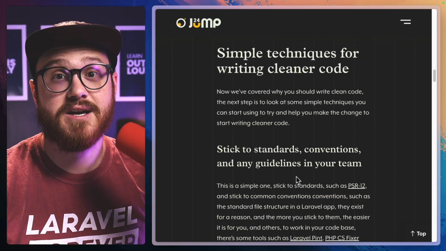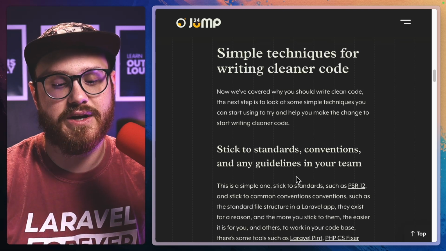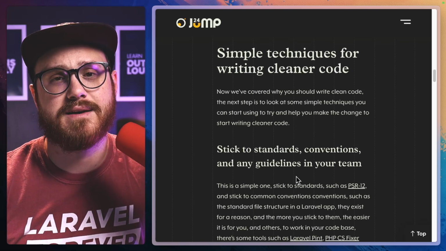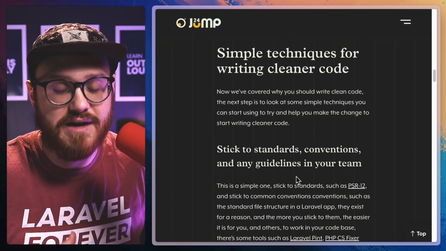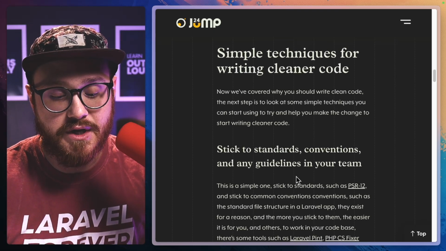One of the questions I think comes up a lot when thinking, okay, I know all of these practices of how to write cleaner code, or how I can write better code, or how I can make it more readable or maintainable.